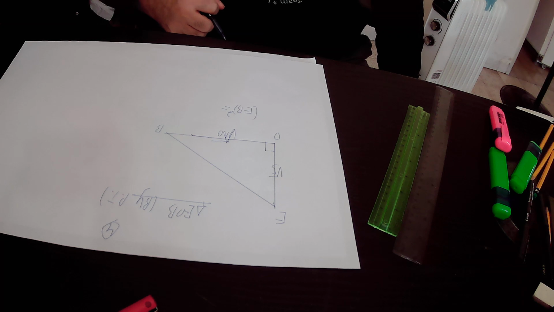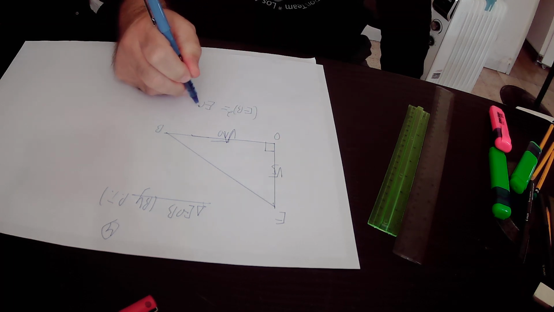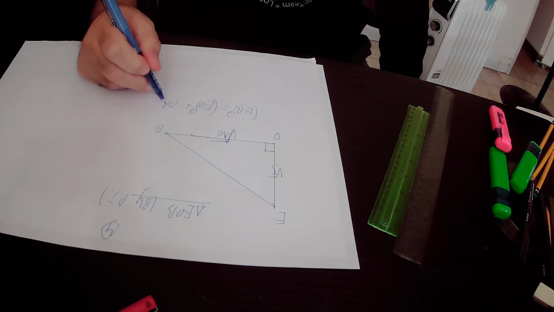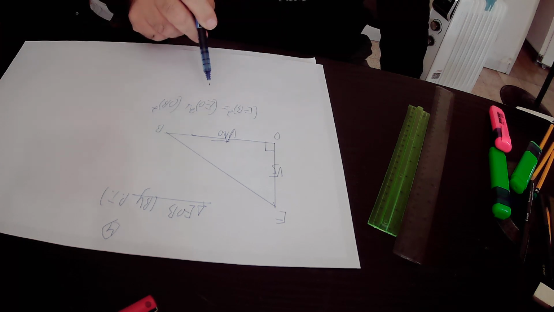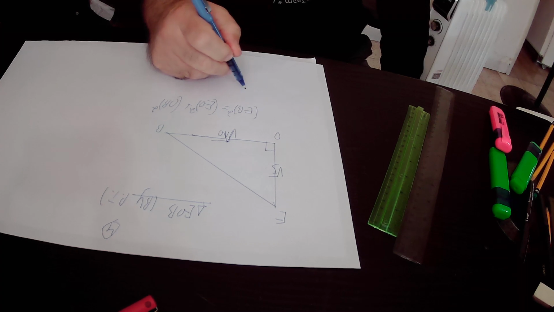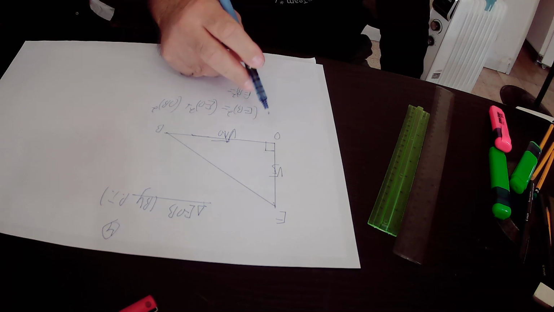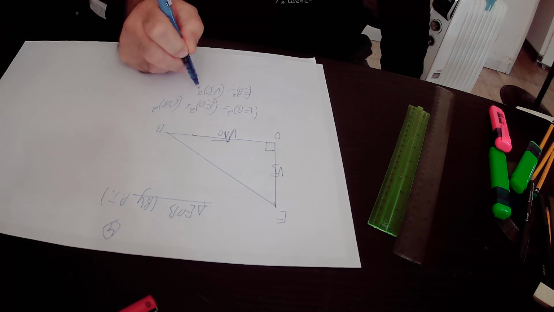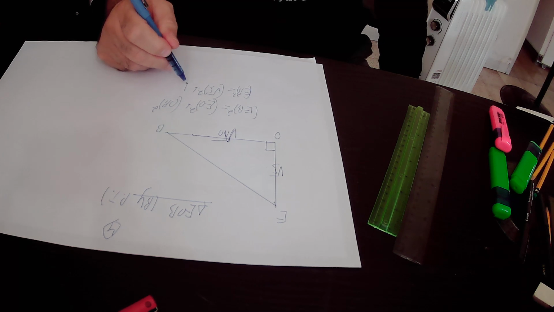That is to say, it must be equal to EO squared plus OB squared. Again, according to the Pythagoras theorem, on this right triangle EOB, EB squared equals EO squared plus OB squared. EO equals the square root of 5, therefore EO squared equals the square root of 5 squared, plus OB squared. OB equals the square root of 10, therefore OB squared equals the square root of 10 squared.